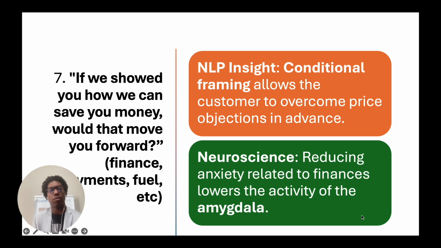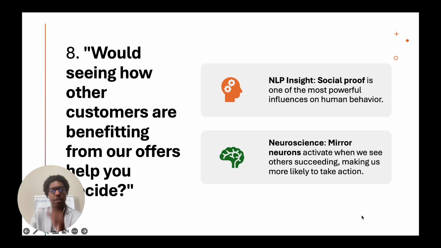And so the science here is just helping the customers reduce a little anxiety if they do have it. Number 8, would seeing how other customers are benefiting from our offers help you decide? I'll say it again. Would seeing how other customers are benefiting from our offers help you decide? And the science here is that one of the most powerful influences on human behavior is what other people have to say. That's the social proof.